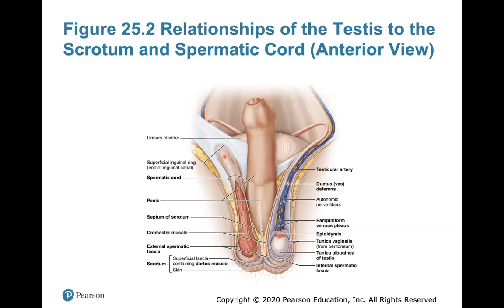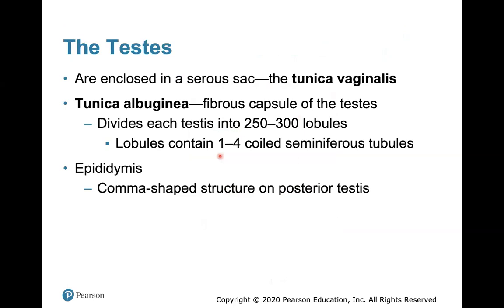One other thing to note here is you see this superficial or inguinal ring. This is the end of the inguinal canal. So we have the testes descending through this inguinal canal, and that's what makes hernias a lot more common in males, because they kind of have this hole in their lower pelvic region that intestines can easily kind of spill or be pushed out of.